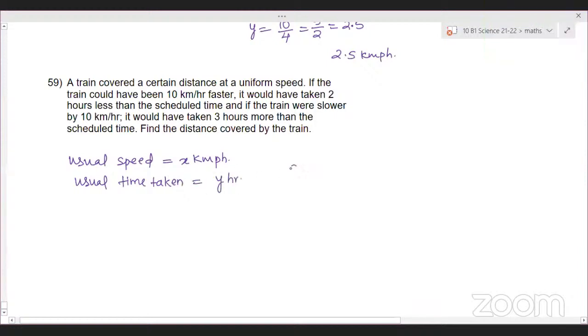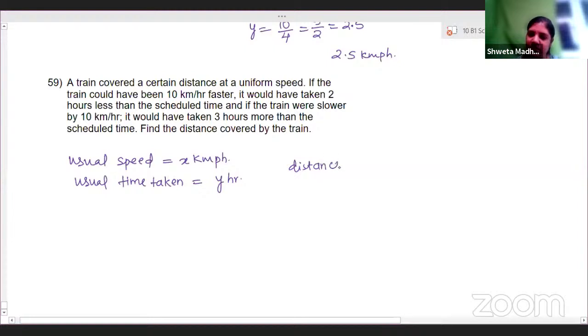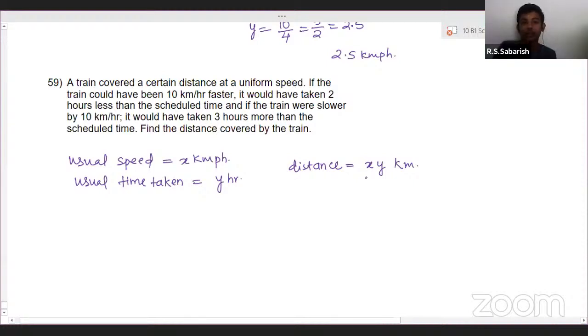So how much is the distance covered? If the train is moving at x km/h and the time taken is y hours, the distance will be speed into time, that is x into y kilometers. Now this distance remains constant. When you change the speed, the time taken will change accordingly, but the train has to cover the same distance, which is xy, right?